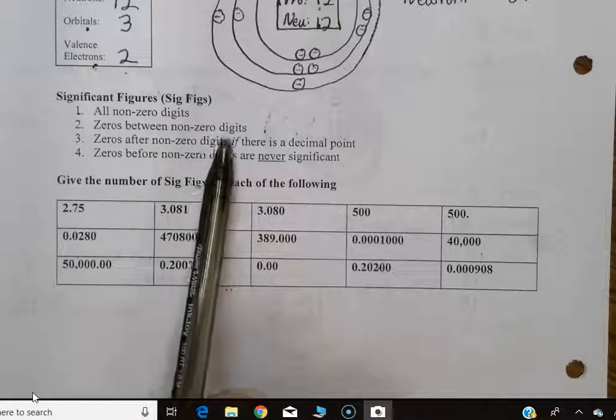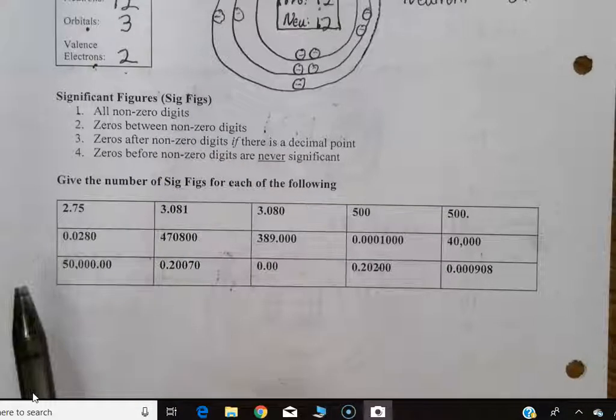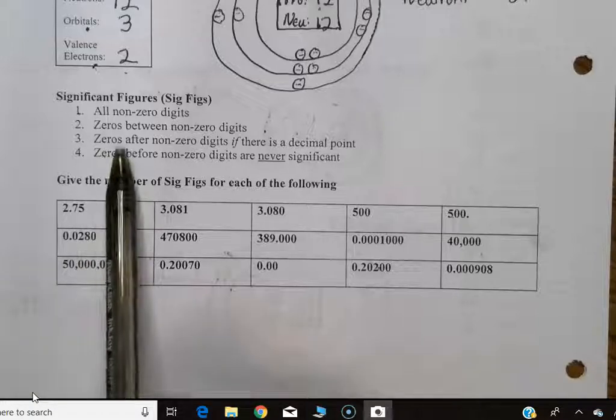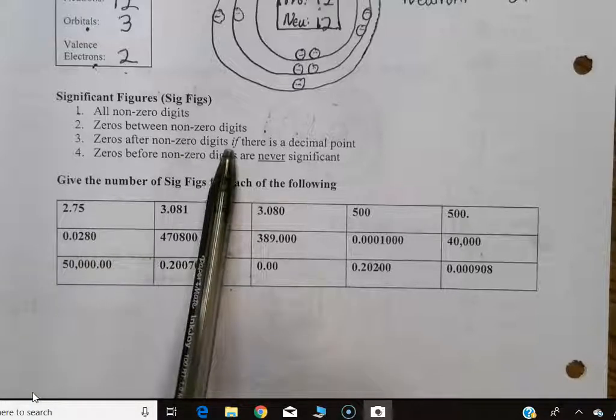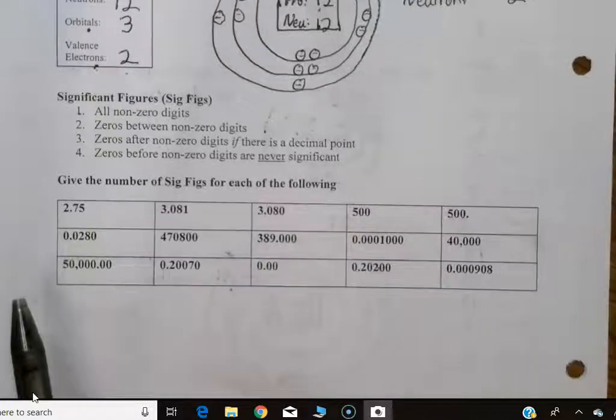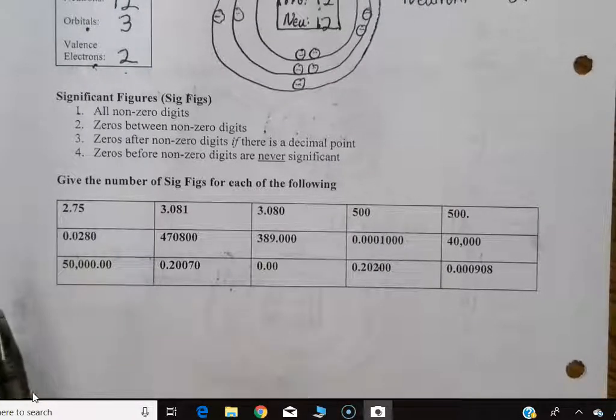Zeros between non-zero digits are significant. Zeros after non-zero digits are significant if there's a decimal. If there's no decimal, it's said to be ambiguous. That's a fancy word that means uncertain. You're not sure whether they're significant, but we're going to officially treat them as though they are not significant figures if the writer did not put a decimal.